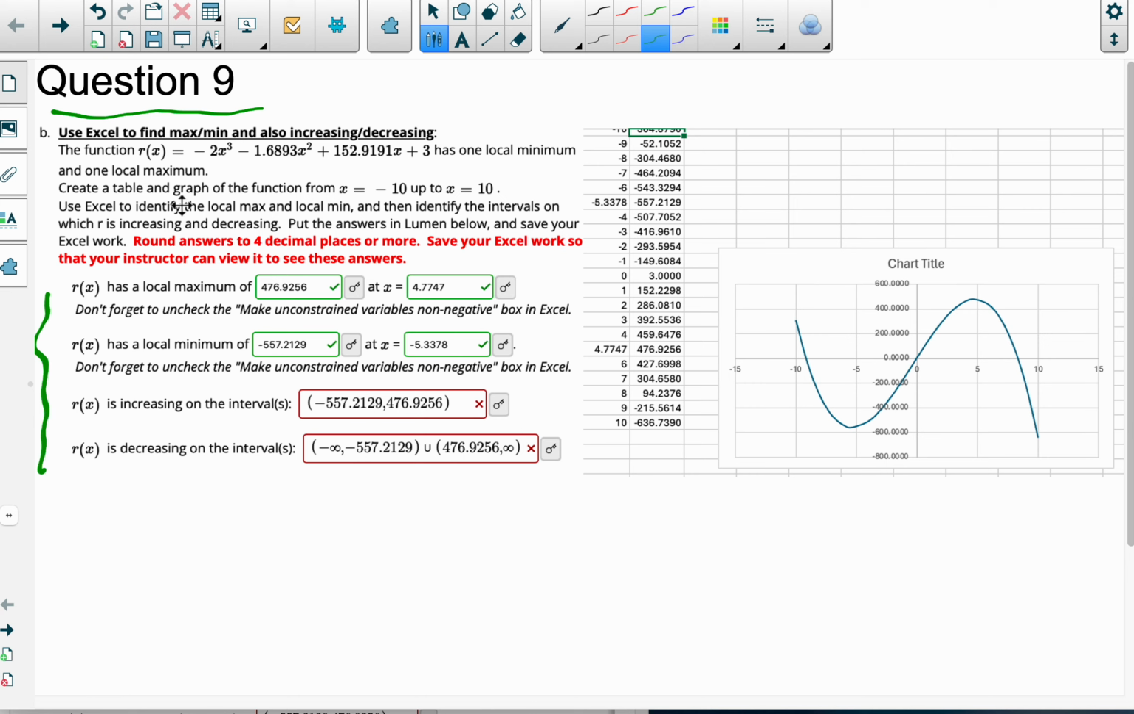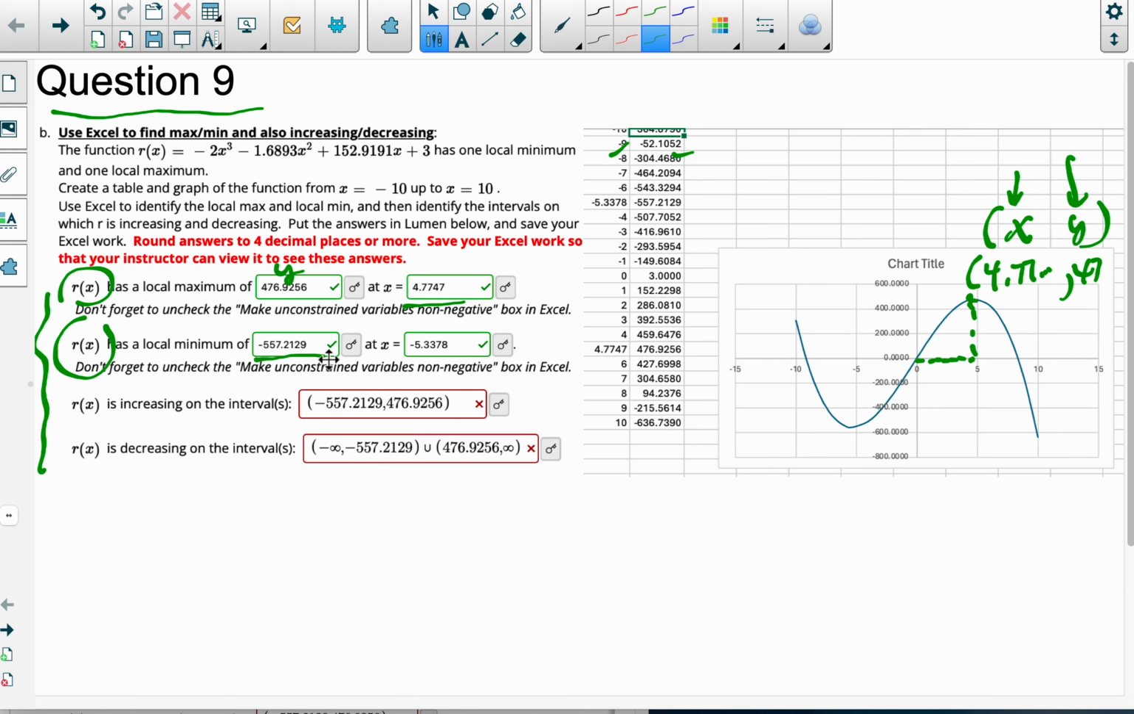It said create an input-output table. You've got that. I've got an image here. And then you did find the local maximum and the local minimum. So the local maximum is the y value that happens at x equals 4.77. So it's right here. When x equals 4.77, we travel up, y equals this point here, which is 476. That's my x and my y value, my input and my output.